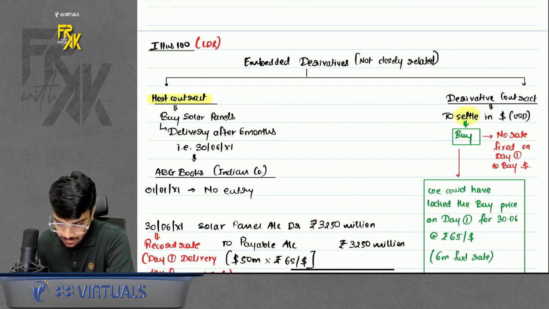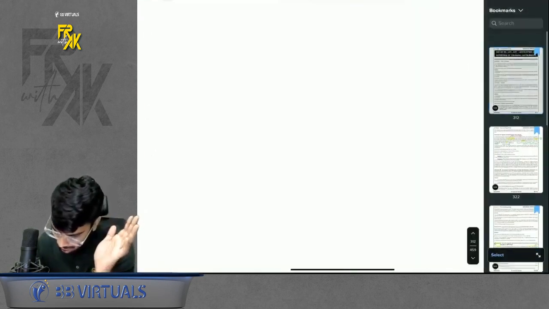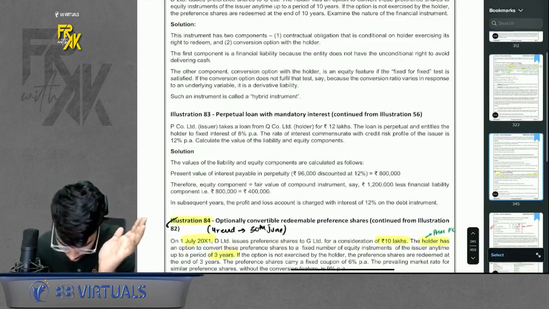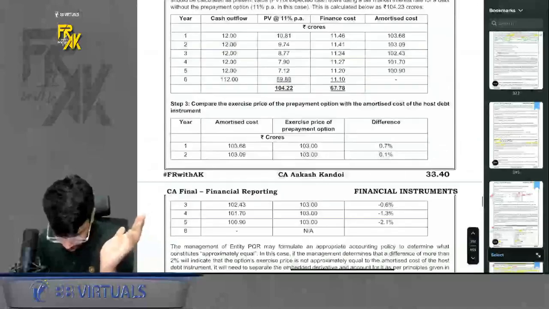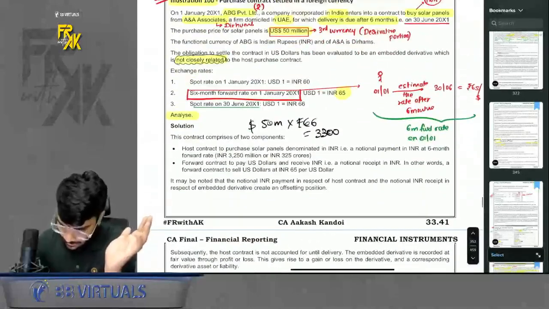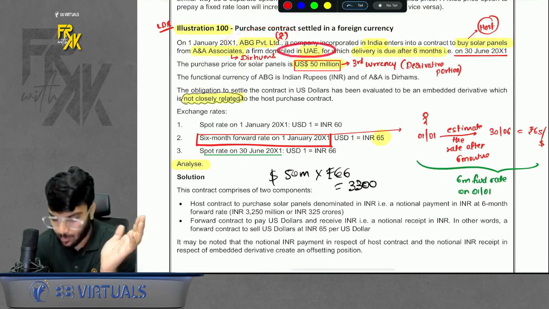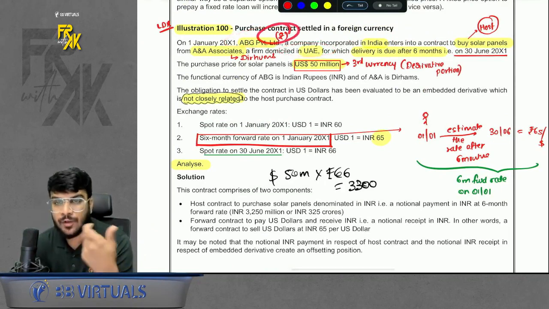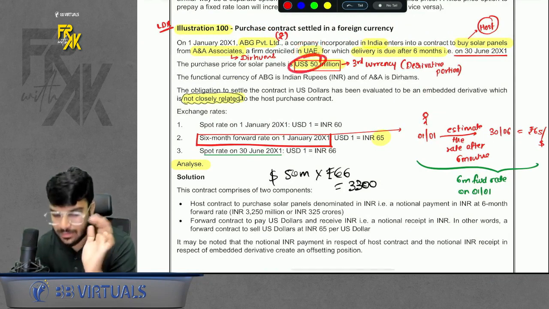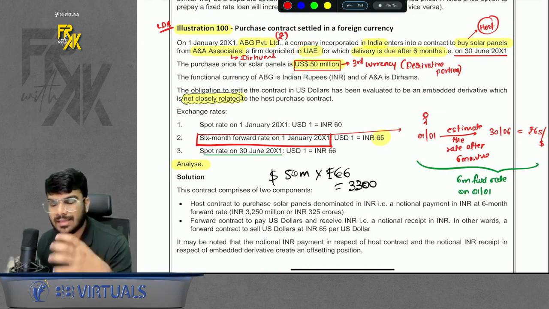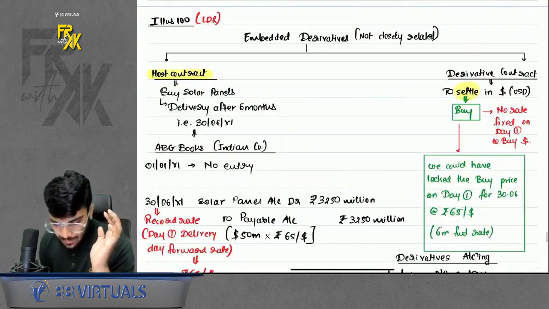Ideally, in this question, there was one Indian company and one Dubai company. Chalo, I'll take you to that question only. One sec. Okay, here it is, illustration number 100. So there is an Indian company, and there is a company of UAE. The currency of India is rupees, the currency of UAE is dirhams. But settlement is happening in dollars. A third currency is involved, so we will say they are not closely related. Do separate accounting.